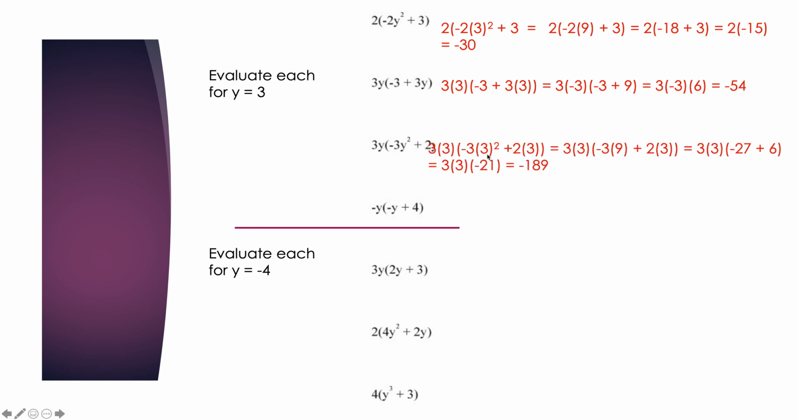Okay, this one's pretty long written out. Notice the first thing I do here is square the 3 to get 9. And then I can do the multiplications. Negative 3 times 9 is negative 27. 2 times 3 is 6. I still have to finish off what's in the parentheses and add to get negative 21. And then I can multiply all 3 of them to get negative 189. Okay, let's try this last one.